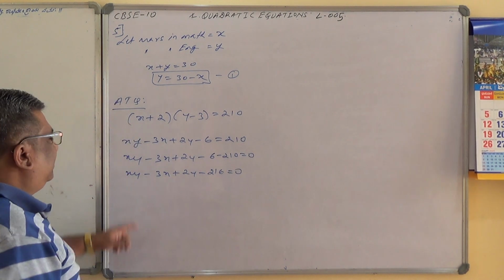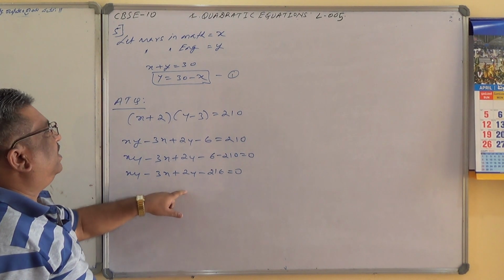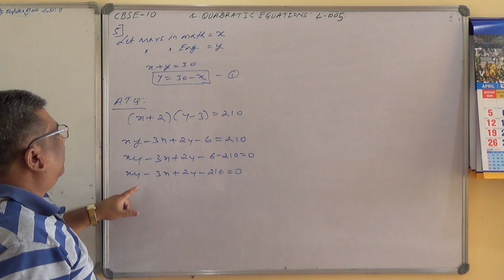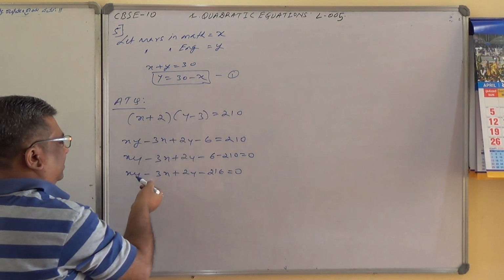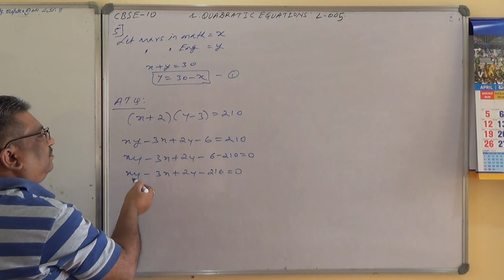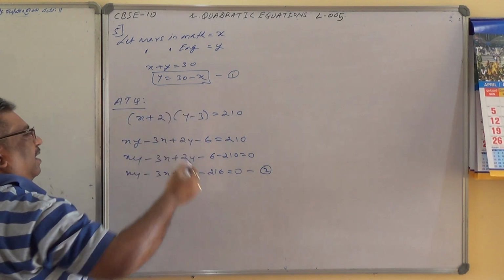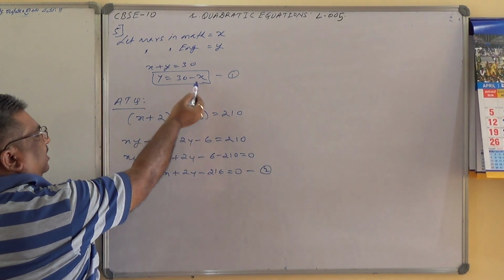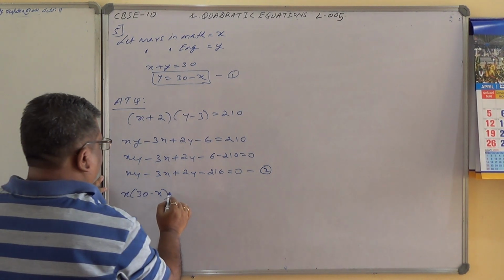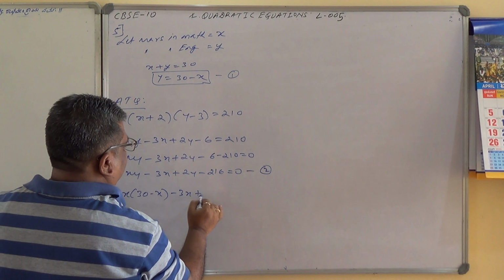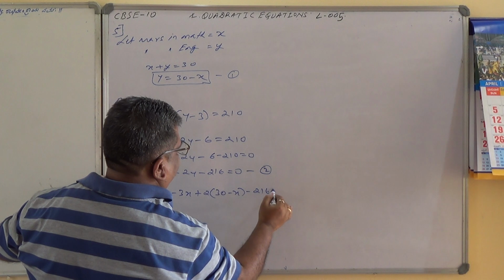Now how do you solve? Very interesting. Here y is basically, I have to change it to x. See here, it is by the substitution method. I am substituting y = 30 - x in this equation. I hope you are understanding. I am substituting the value of y, 30 - x, here. Therefore, x(30 - x) - 3x + 2(30 - x) - 216 = 0.